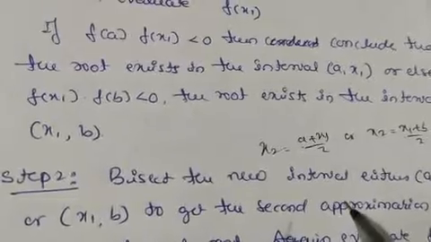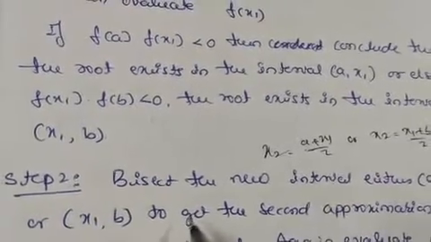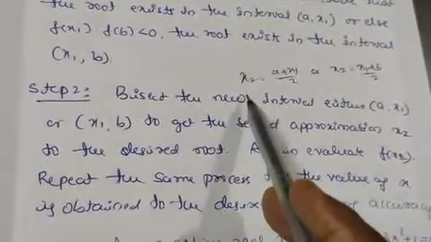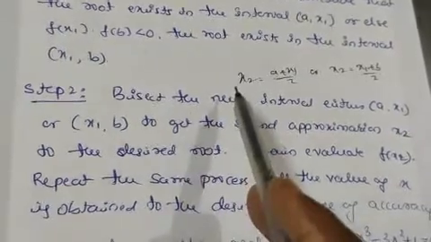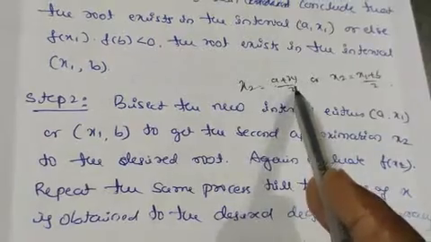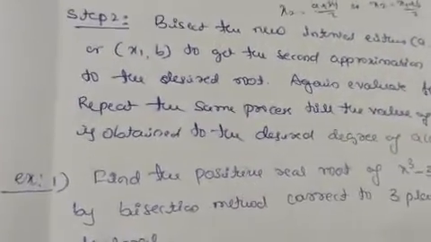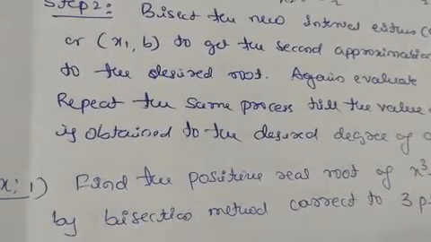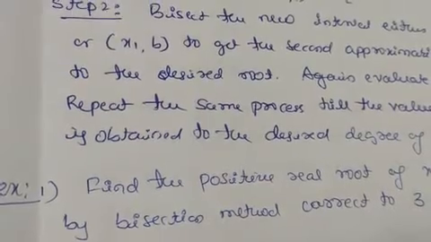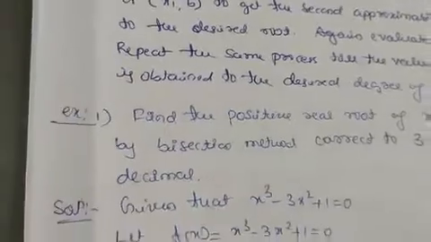Again you have to check f(x2). Find the value of f(x2), and next go for the previous intervals to check, depending on whether the interval is a, x1 or x1, b. It depends on the value here. So you repeat this process till you get the desired accuracy of the result. You will understand this better after solving one example. So let us take one example here.